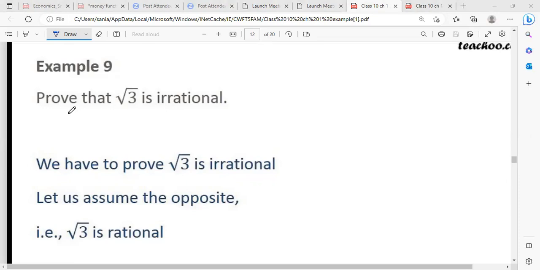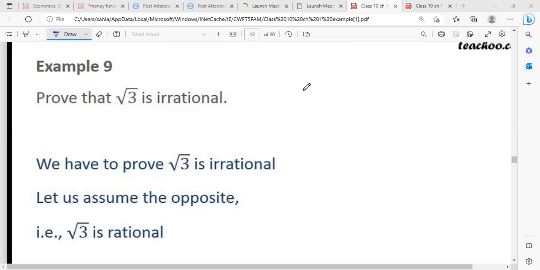Okay. Now the question is: prove that under root 3 is irrational. You have to prove that it is irrational. A rational number is one that is in the form P upon Q. But an irrational number is not in the form of P upon Q. Yes or no? Yes, ma'am. Right? So over here, what is happening?